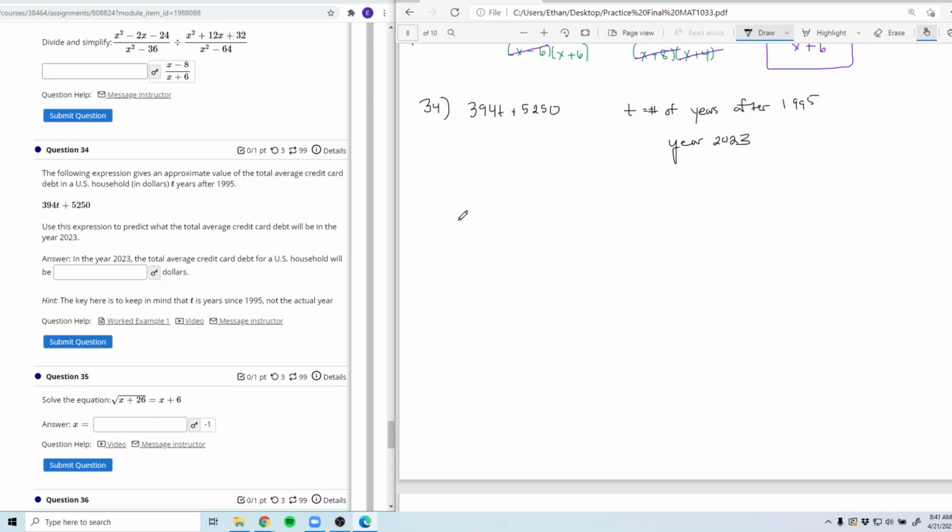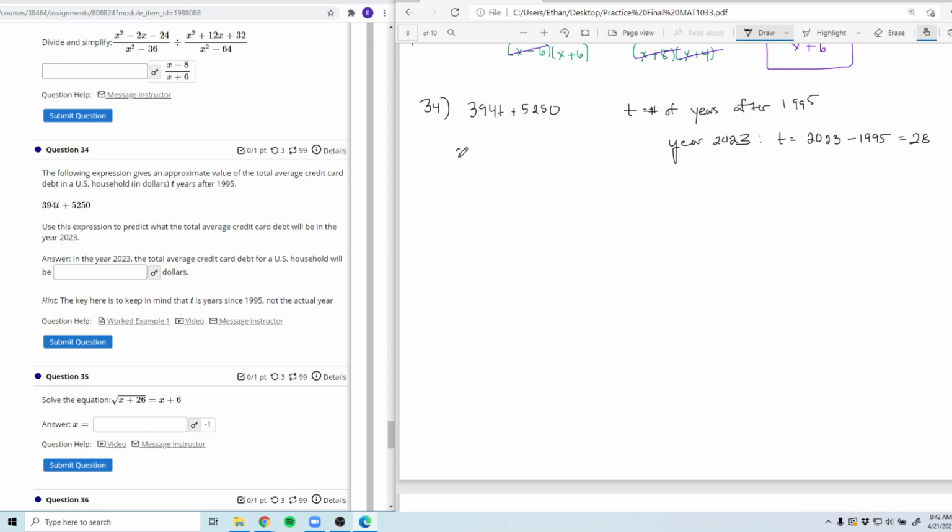So what it's asking us to do is plug in something for T, but what do we want to plug in? Well, we don't want to plug in 2023. We want to plug in how many years after 1995 is 2023. And that would be most easily done, not by just trying to eyeball and guess, but do 2023 minus 1995, which is 28. If you're not sure about this subtraction, think about if we wanted to do the year 2000. 2000 is 5 years after 1995, but the way you can get the 5 is 2000 minus 1995. That's all we're doing here.